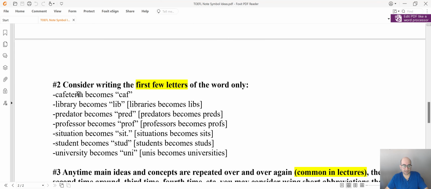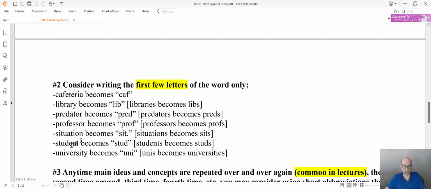Okay, so what about some other kinds of words? How should you deal with those? So some of them, it's easier to just refer to the first few letters and that's it. So like with cafeteria, I could just write caf. Just make sure you don't mix it up with something else like caffeine. And you might use caf for caffeine or something else, in a different kind of academic topic. Library becomes lib, predator becomes pred. And again, just like with the previous words I was showing you earlier, you could add an S ending to make them plural, like libs becomes libraries, preds becomes predators. Be flexible.